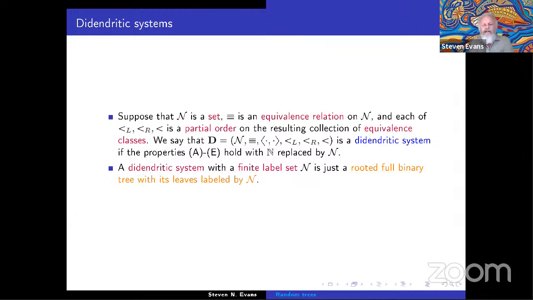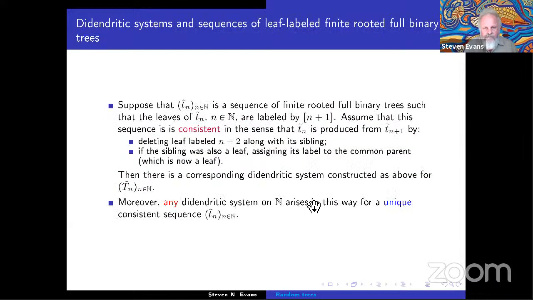And it's quite an interesting exercise, actually, to show that a digendritic system with a finite label set is really just a rooted full binary tree with its leaves labeled by N in disguise. Okay, I'd want to take up a little more time, but I've actually run out of time.